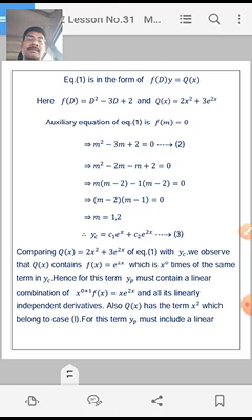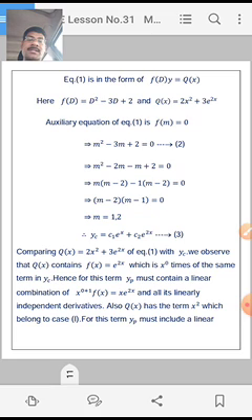The auxiliary equation is f of m is equal to 0, m square minus 2m minus m plus 2 is equal to 0, m (m minus 2) minus 1 (m minus 2) is equal to 0, (m minus 2)(m minus 1) is equal to 0. We get the two roots, m is equal to 1, 2.